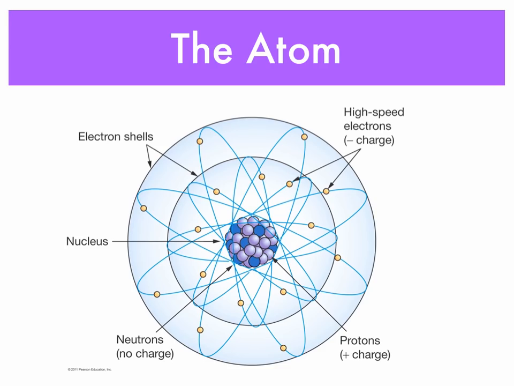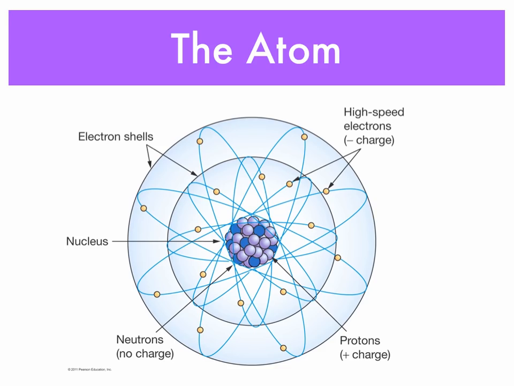Now remember, atoms are super, super tiny. It's even smaller than microscopic level. We need really, really special machinery to be able to see an atom in actuality, in reality. So we use these kinds of diagrams to give us an idea of what it would look like if we could actually see it. So all atoms have a central nucleus, and that's that bunch of colored circles in the middle.